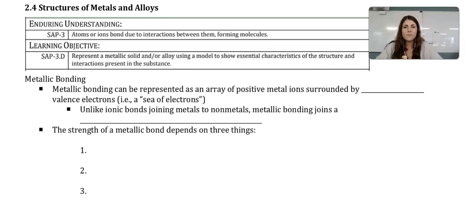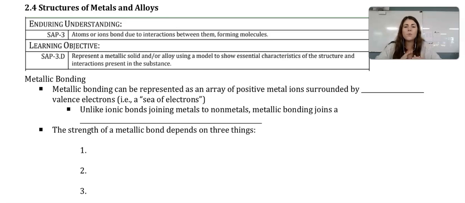In this video, we're going to be focusing on Objective 2.4, Structures of Metals and Alloys. The learning objective states that we're going to represent a metallic solid and/or alloy using a model to show essential characteristics of the structure and interactions present in the substance.